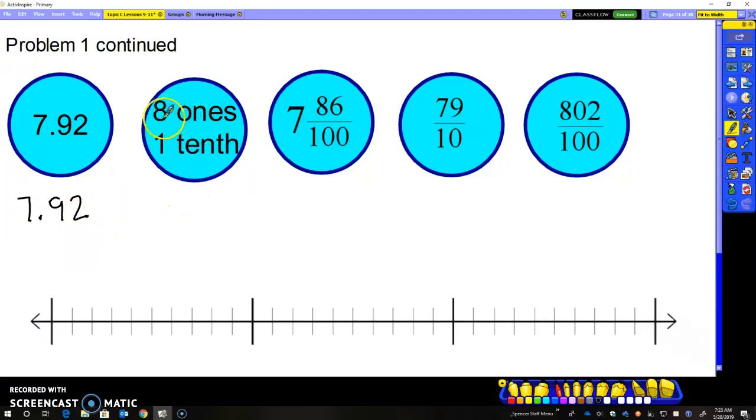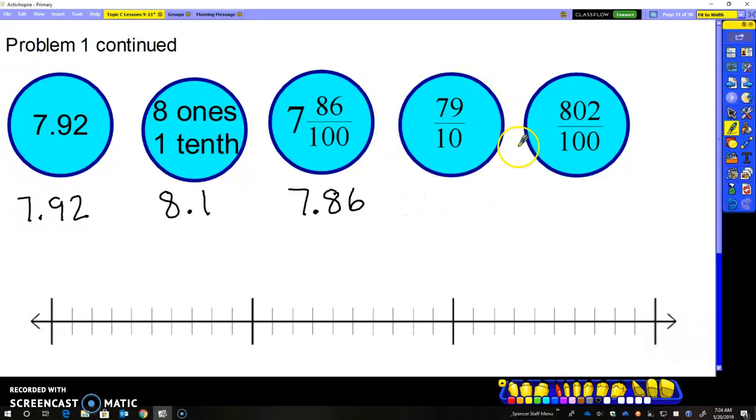Okay, all right, so this one, we have unit form. We have 8 ones and 1/10. Okay, so that looks like that. Then we have our mixed number. We have 7 wholes, and this time we have 86 hundredths, which I'm going to tack on there as my decimal 86 hundredths.